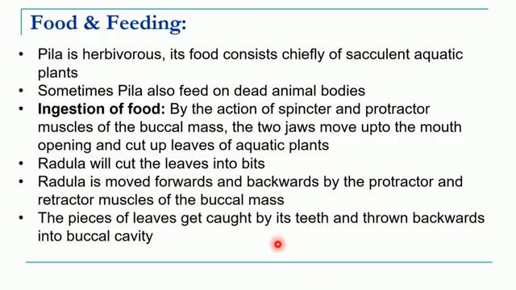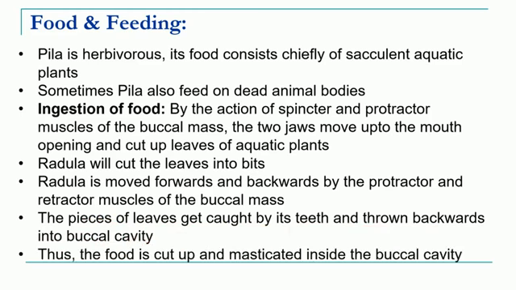Also we have seen the presence of teeth in rows. Those teeth play a very important role. The pieces of leaves get caught by these teeth and thrown backwards into the buccal cavity. This is the purpose of these teeth, that the pieces are carried to the buccal cavity. So mastication of the food is carried out. The food is cut and masticated in the buccal cavity. Mastication is nothing but breaking down into smaller pieces.